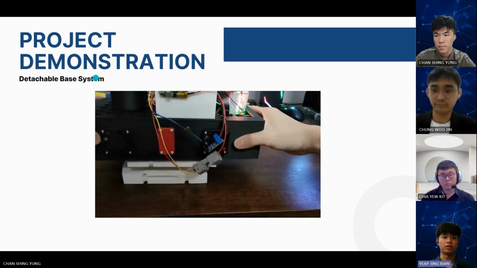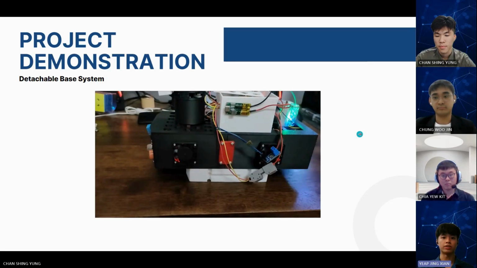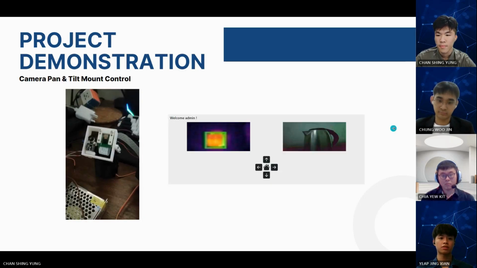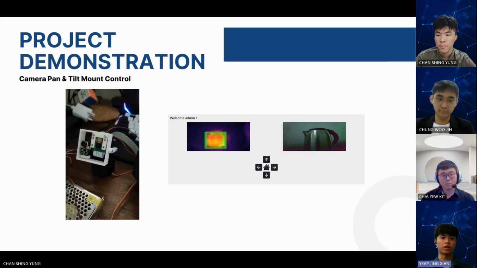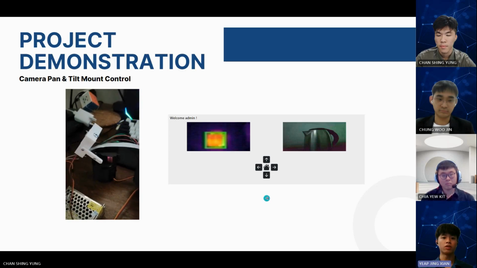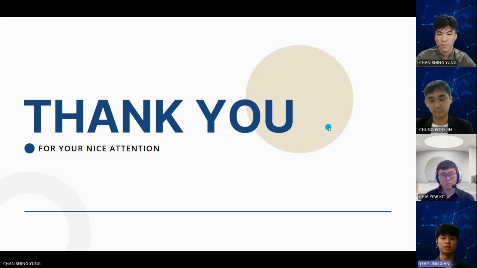We have a detachable base system that is attached below our sensor vision system so that it provides a more convenient function to attach and remove from our robot system, our robot dog. Next slide. Next we also have a camera pan and tilt mount control. This provides a wider angle view for our thermal camera and our camera, so we can have wider detection. That's all for our presentation. Thank you.